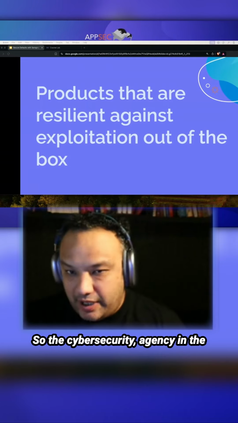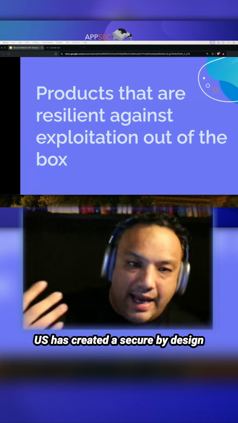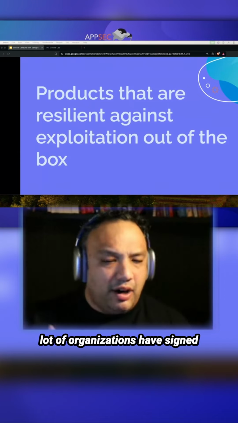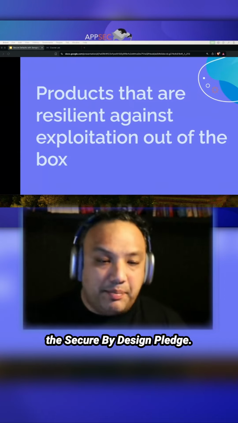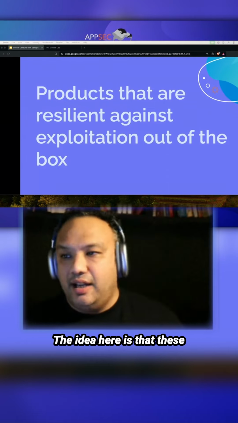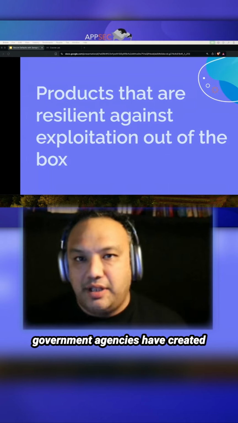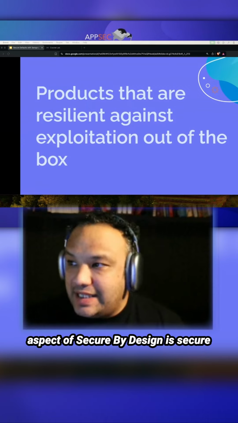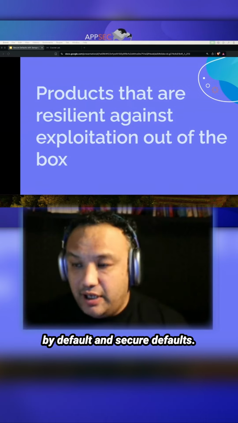The cybersecurity agency in the US has created a Secure by Design documented framework, and a lot of organizations have signed the Secure by Design pledge. The idea here is that these government agencies have created Secure by Design, and one major aspect of Secure by Design is secure by default and secure defaults.